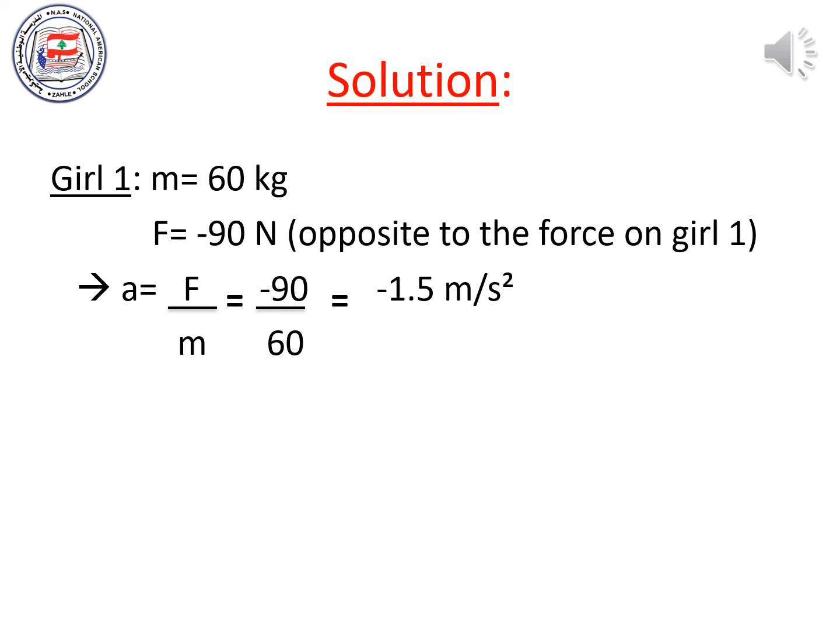So acceleration is equal to F over m, force over mass, equal to minus 90 over 60 kilograms, which is equal to negative 1.5 meters per second squared. So the acceleration of girl 1 will be to the left, while the acceleration of girl 2 will be to the right, in the same direction as the force acting on the girls.